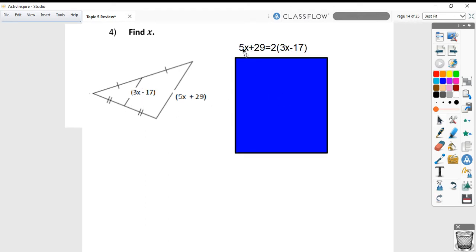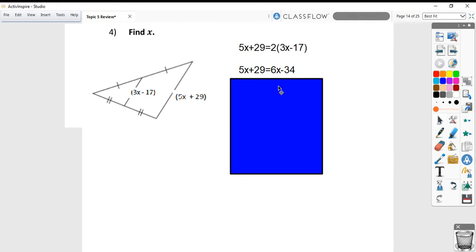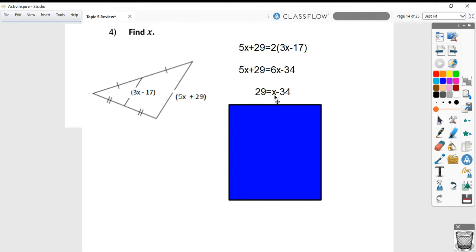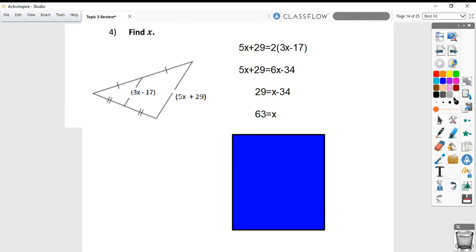And that's exactly what this equation is. The side length is 2 times the mid segment. So we distribute that 2. And now we go through the process again where we put all of our x's on one side, all of our constants on the other side. We move over that 5x, becomes x minus 34. We move over that 34 and we get x equals 63. That's the answer we're looking for. Again, make sure you're reading what the question is asking for. The question is just asking for x. So as soon as we find that, we're done.